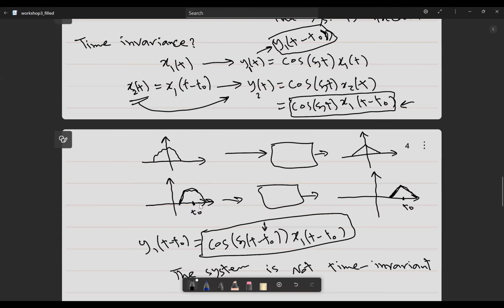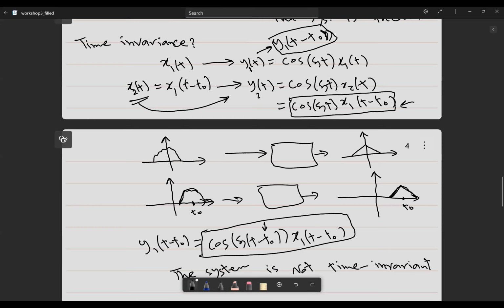So when we shift the input, the output will be shifted differently because the system is not time invariant. If the input is shifted by t0, this is not correct in this system. It will be shifted differently, not by t0.